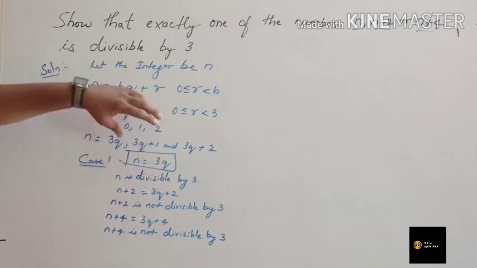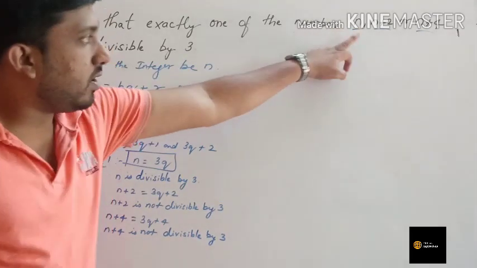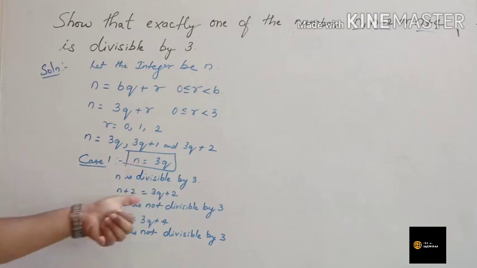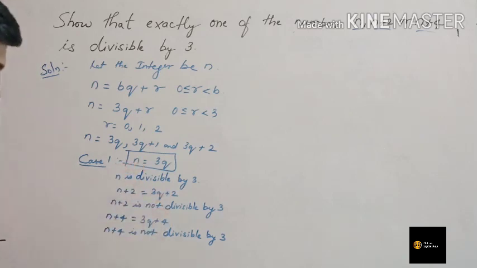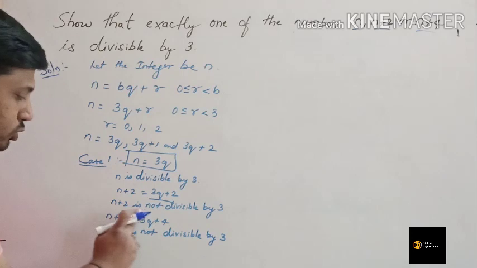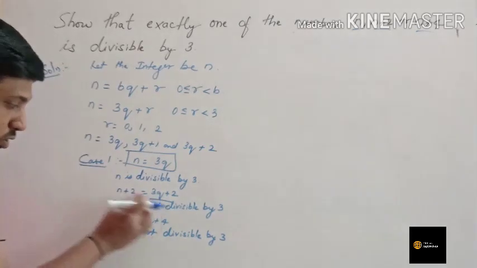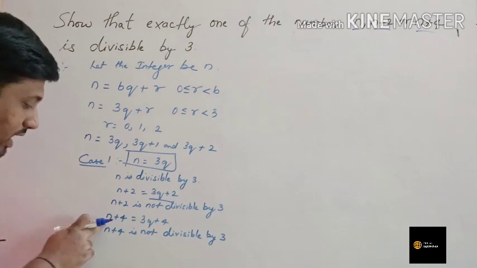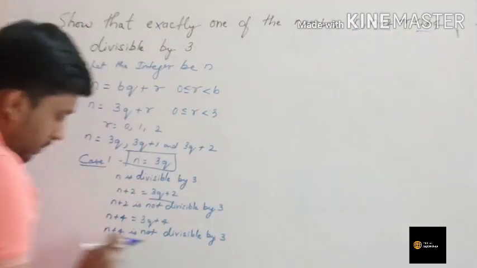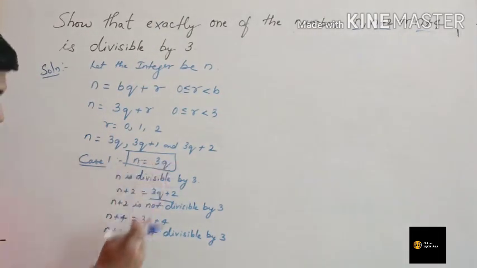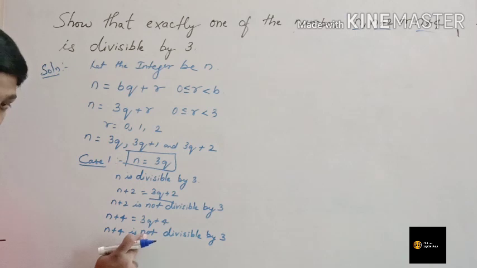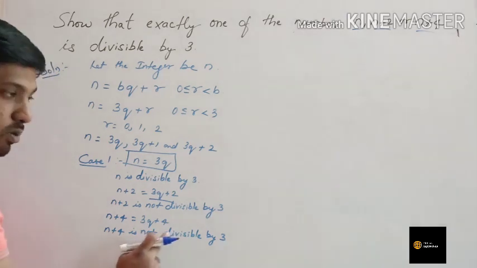If you observe in case 1, when we take n as 3q, n is divisible by 3 when we consider the first n. If we take n plus 2, in the place of n I am going to substitute 3q, it becomes 3q plus 2. So again n plus 2 is not divisible by 3, because we have a remainder of 2. If we consider n plus 4, in the place of n again I am substituting 3q, that is 3q plus 4. So here also there is some remainder, so it does not exactly divide. So n plus 4 is not divisible by 3.